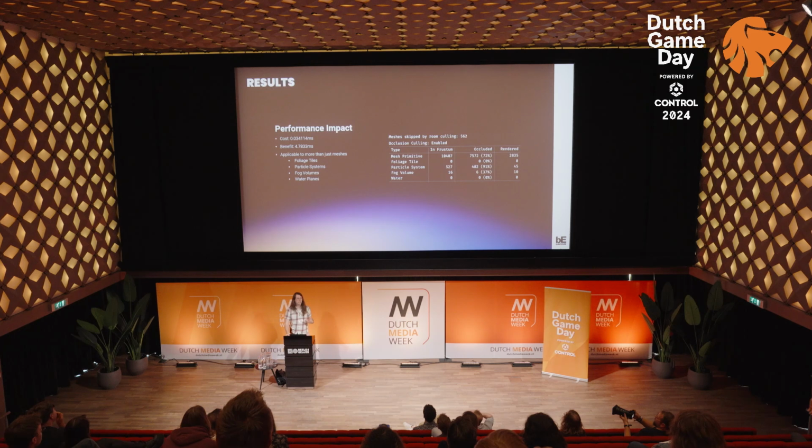Thanks to the flexible design that I've described here, we've also been able to extend this beyond just meshes. So the occlusion culling path also runs for particle systems, foliage, fog volumes, and water planes, which sometimes are less effective, but they were released bad.